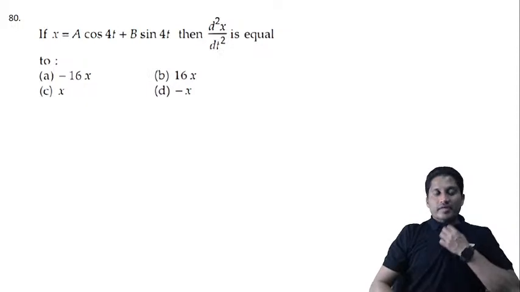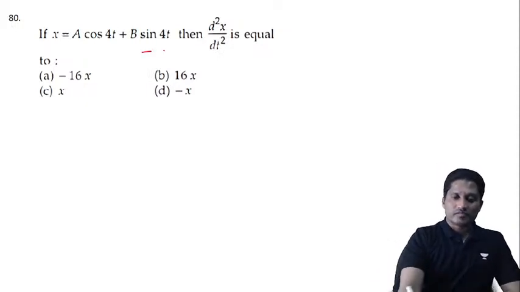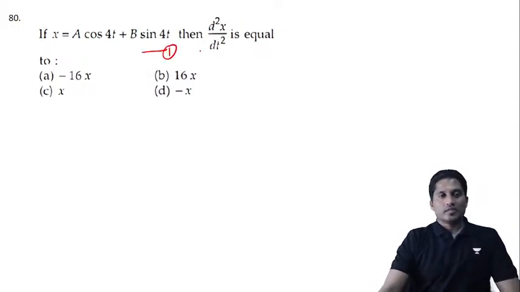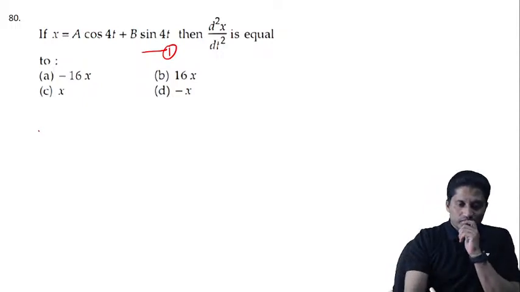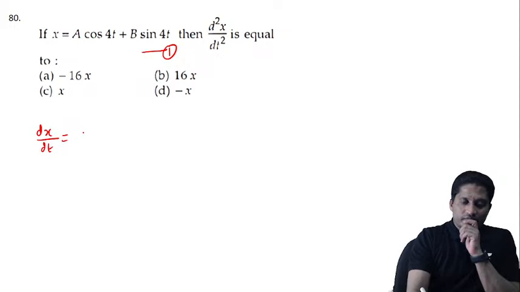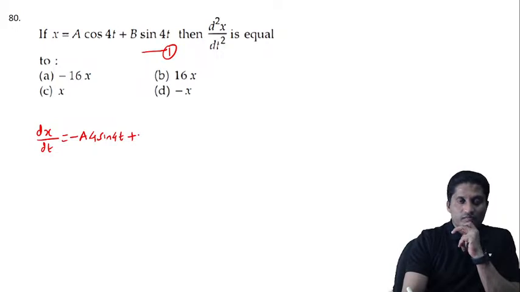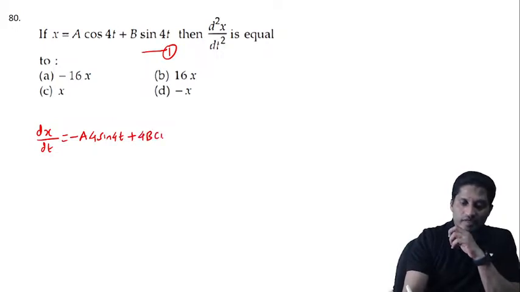Okay, what is the double derivative in terms of x? You call this equation 1. If I differentiate once, dx by dt is equal to a times differentiation of cos 4t, which is minus sin 4t, right? Minus 4 sin 4t. And differentiation of sin 4t will be equal to 4 cos 4t. So this is equal to b into 4, and then you get cos 4t.